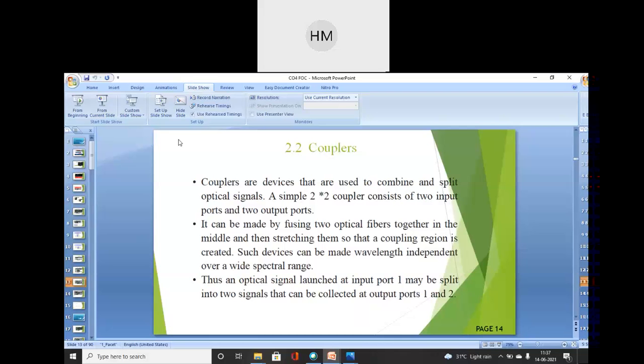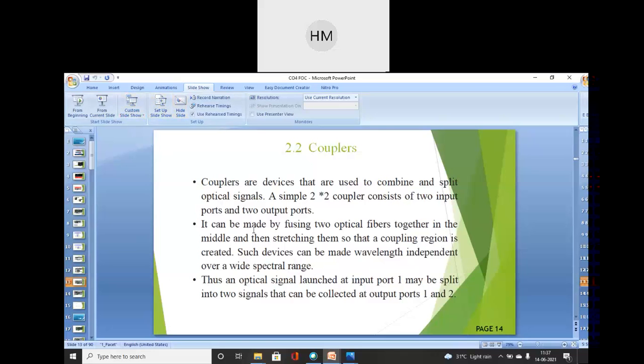ठीक है, a simple 2x2 coupler consists of 2 input ports and 2 output ports. जो हमने अभी ऑप्टिकल स्विच देखा था सबसे पहला, सेम वही मेरा कपलर है. ठीक है, it can be made by fusing two optical fibers together in the middle and then stretching them so that a coupling region is created. Such devices can be made wavelength independent over a wide spectral range.